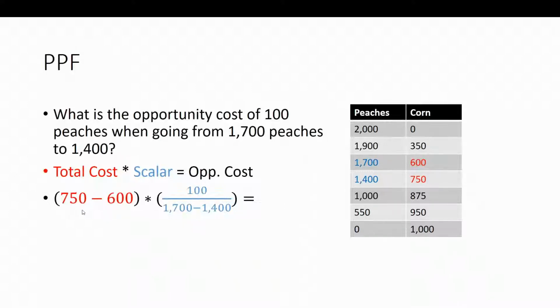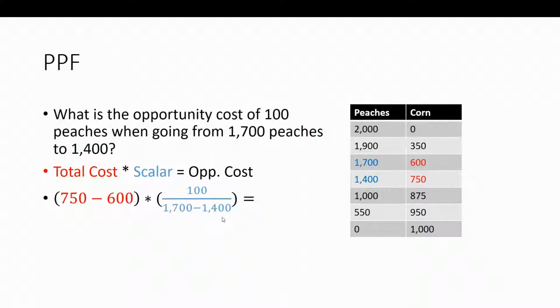So if we take our total cost, that's 750 minus 600. Where do we get that? From the corn over here, right? We're going from 1,700 to 1,400, and that requires going from 600 to 750. So here is how much corn we're going to be giving up, 150. And then we want 100 peaches. What's the opportunity cost of 100 peaches?